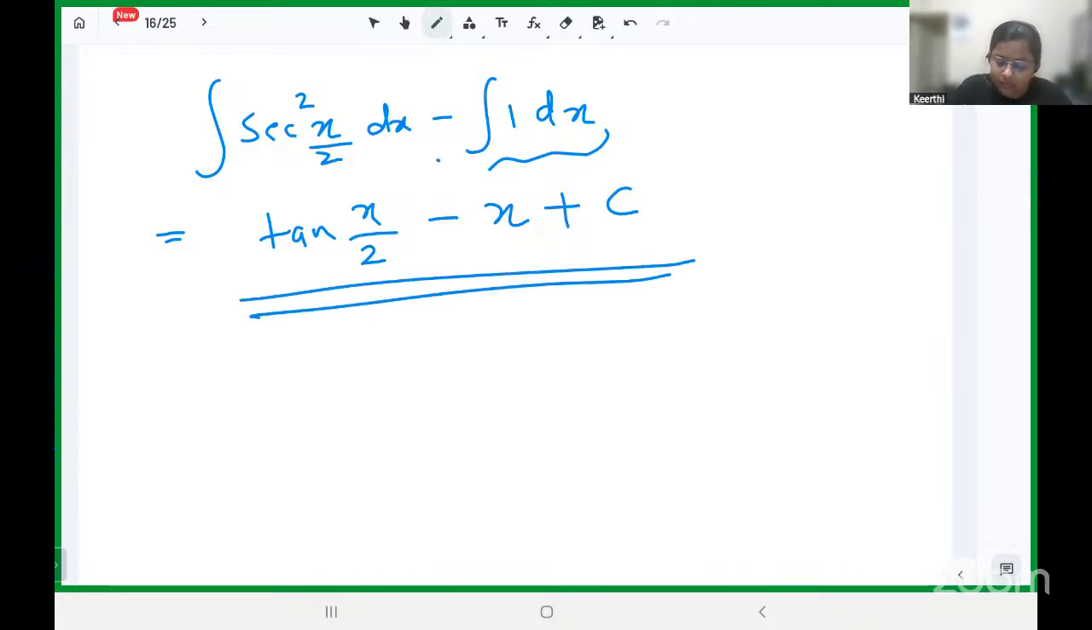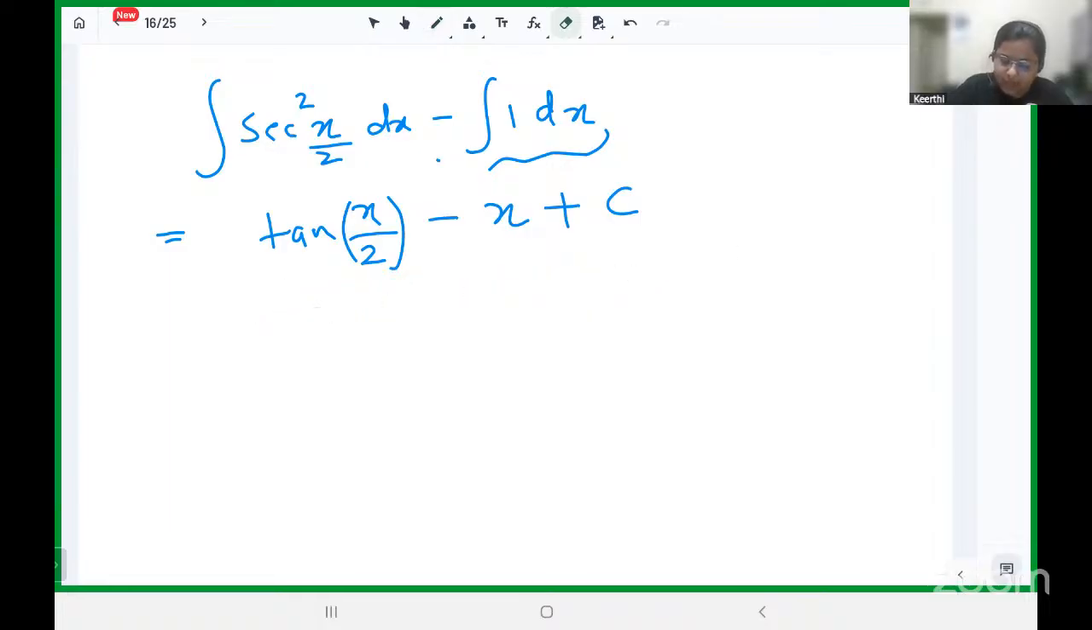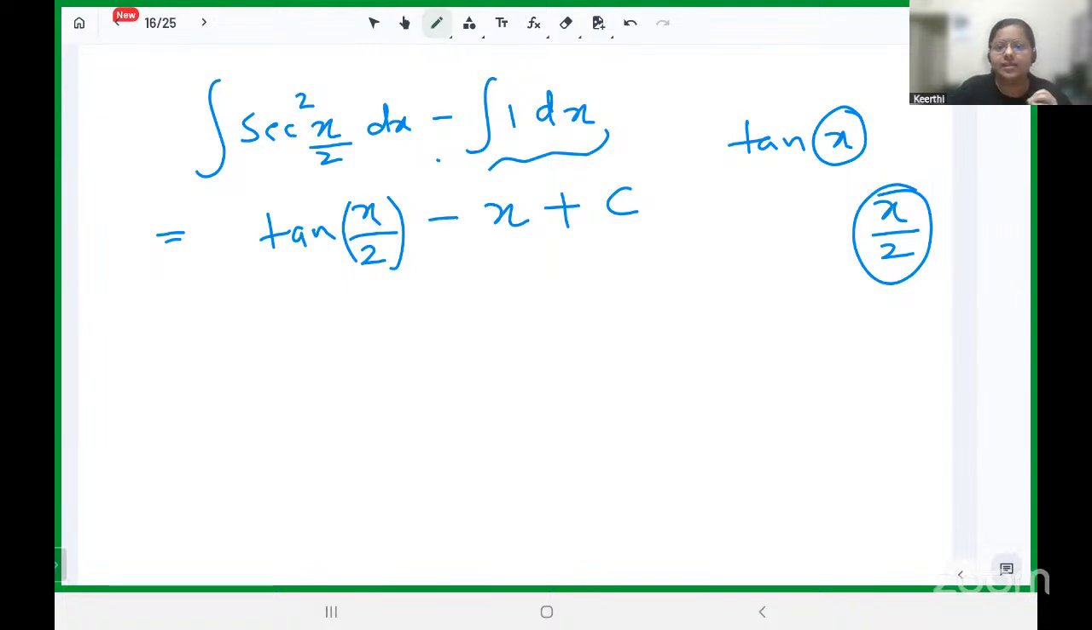And here you should not forget to divide the, I'm sorry, it is not complete here. In the place of x, you can see it is not tan x, it is tan x by 2. In the place of x, it is a linear polynomial x by 2. X by 2 is a linear polynomial. So what we have to do? We have to divide the obtained function.